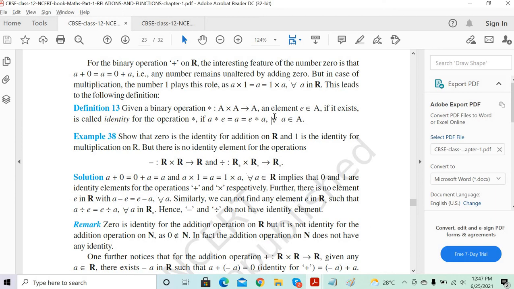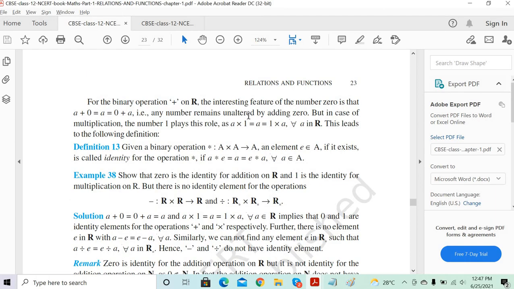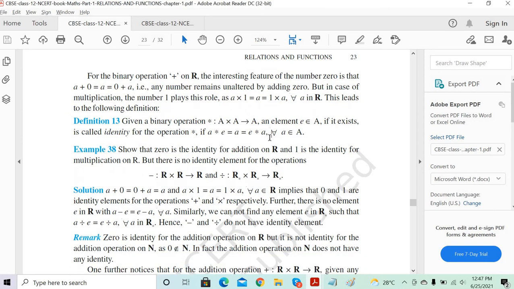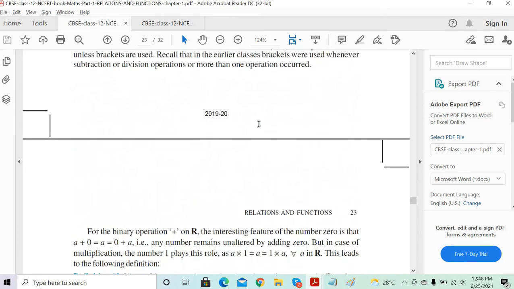Meaning, if it exists, that means what? How do you define the identity element? The identity element is such that when you do the operation, A star E or E star A, you get the same answer. Correct?